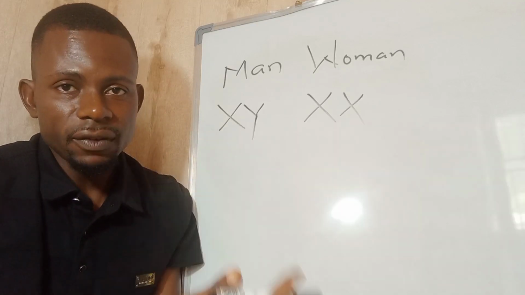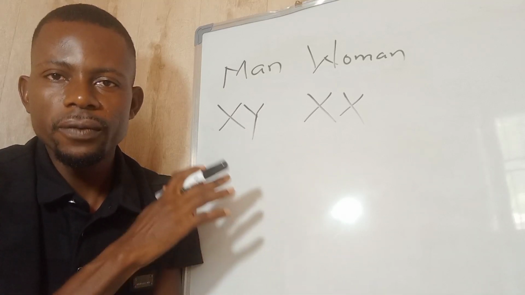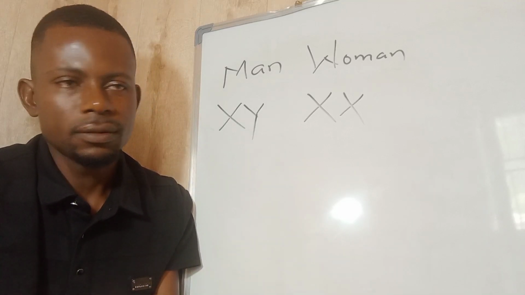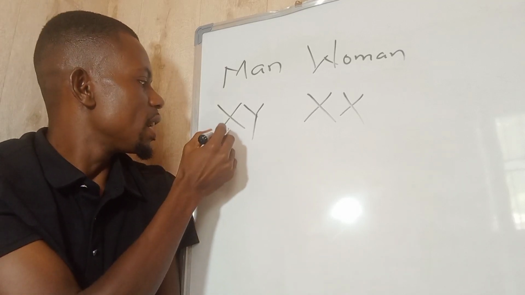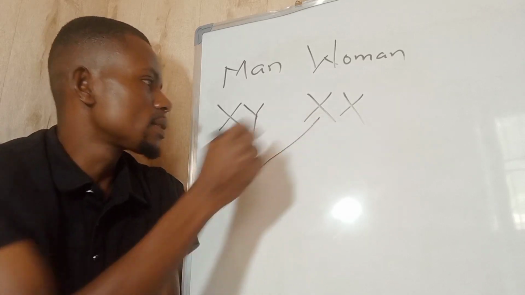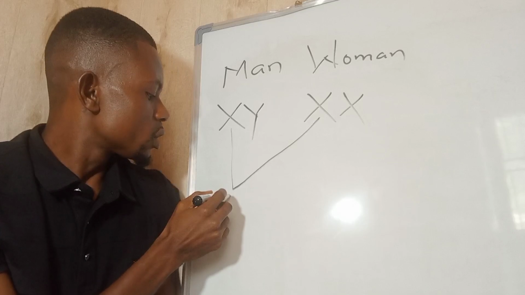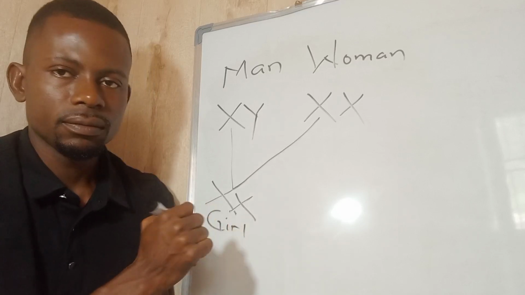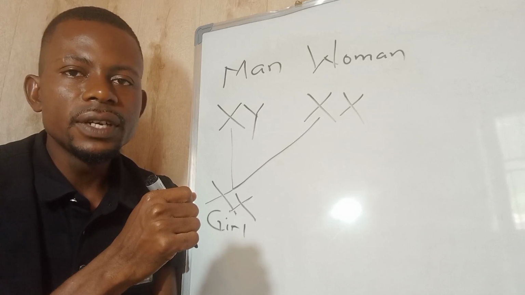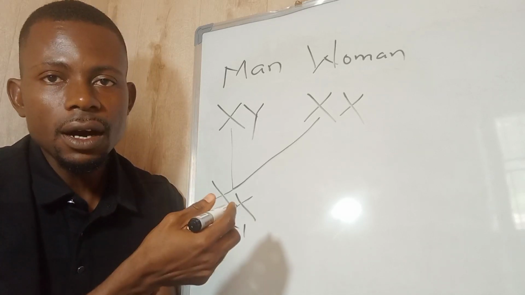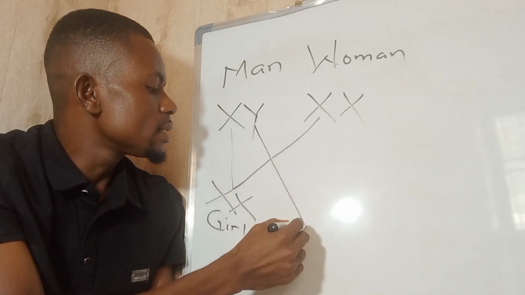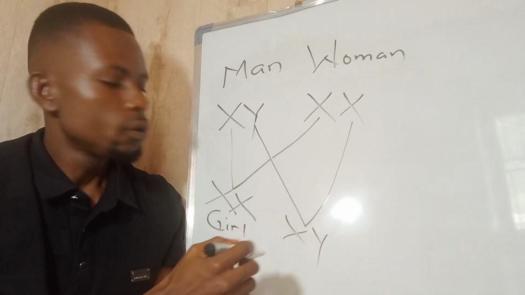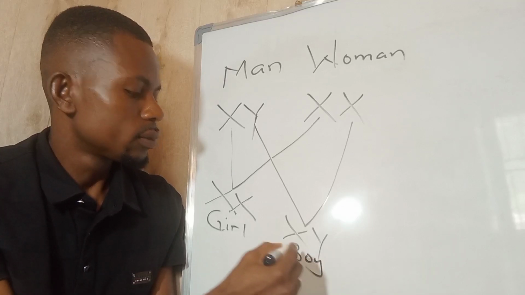By the time they get there, if there's an egg in the fallopian tube, one of these sperm cells will fertilize that egg to form a new human known as a zygote. So if the sperm cell with the X chromosome fertilizes the egg, the result will be XX, which will give rise to a baby girl. Meanwhile, if the sperm cell with the Y chromosome fertilizes the egg, the result will be XY, which will give rise to a baby boy.